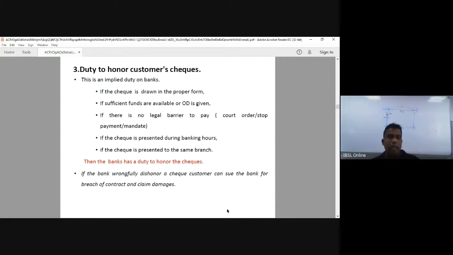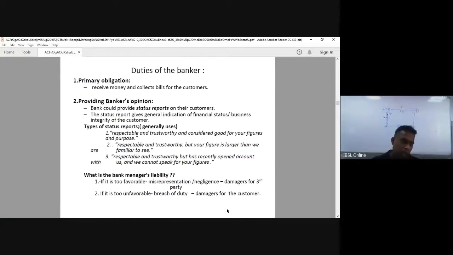Then number 3, duty to honor the customer's check. So before that, if you have any questions from here, you can ask now. Primary obligation: receiving money and collecting bills. Second obligation of the bank: providing banker's opinion.